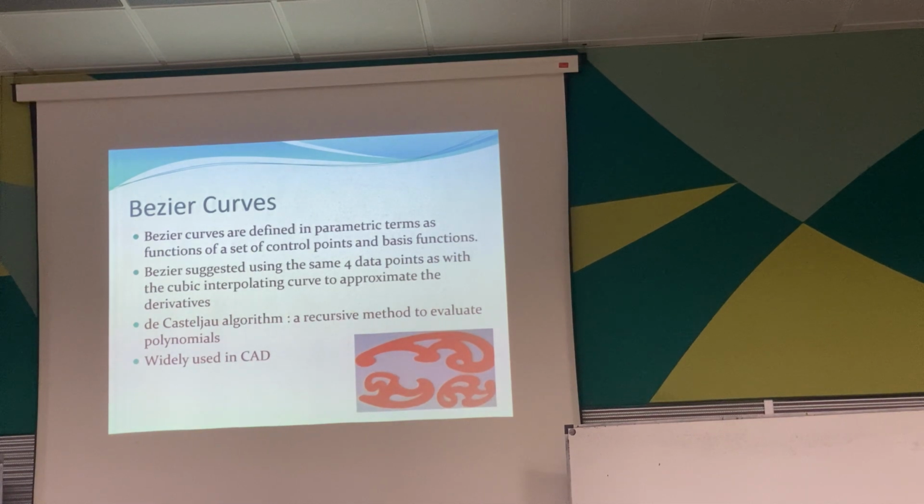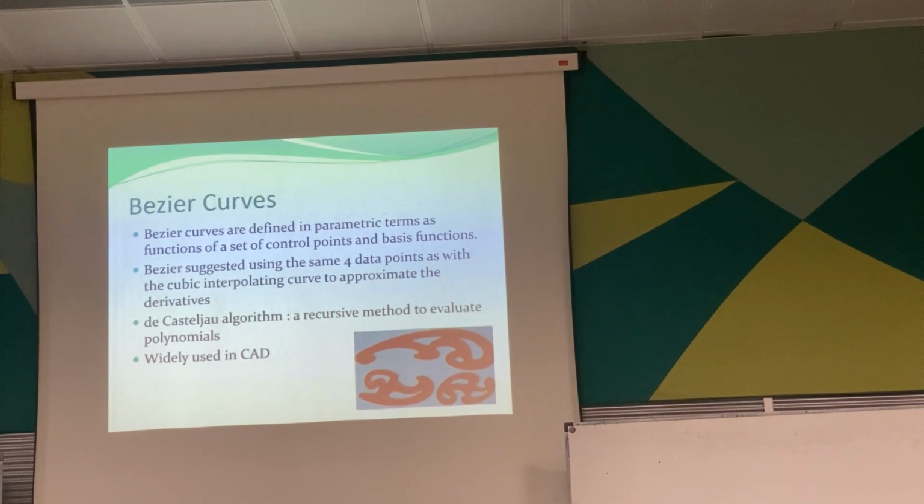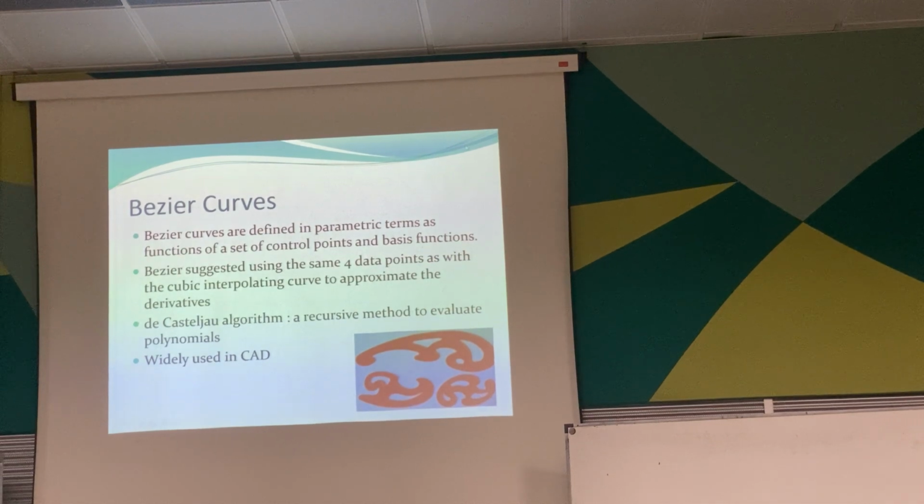It's actually a recursive method, meaning inside there you actually have a for loop. So you just put your sigma, your sum, starting from 0 to n. How many points? Then you calculate using your polynomial functions. It's widely used in computer-aided design to design products with curves, as you can see here.